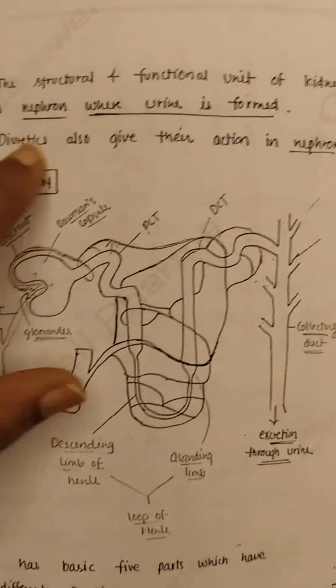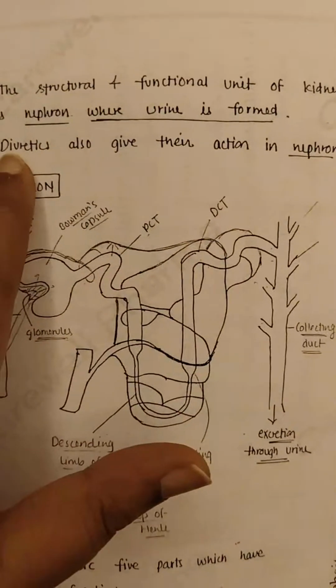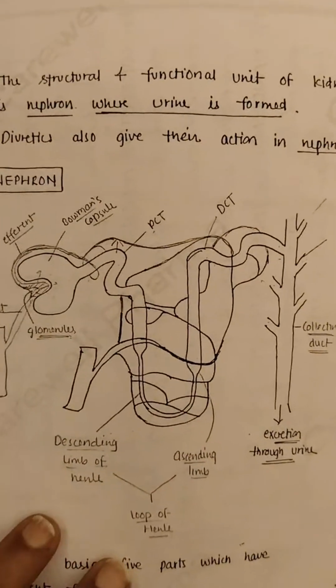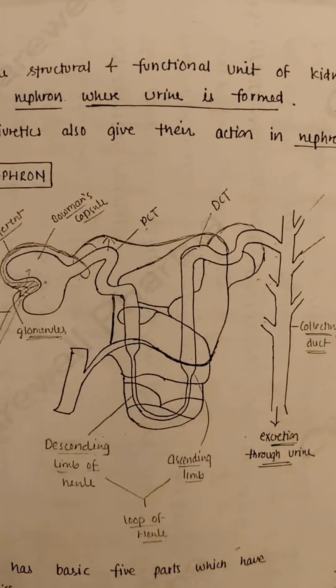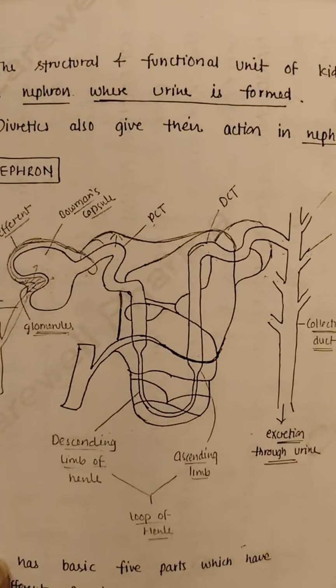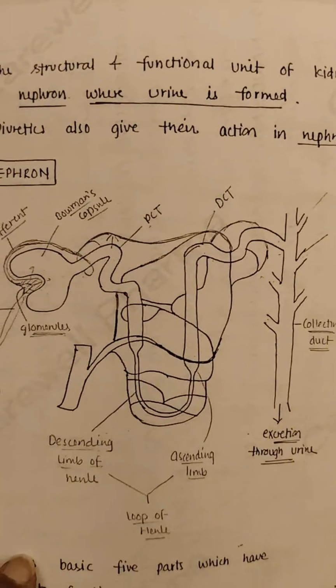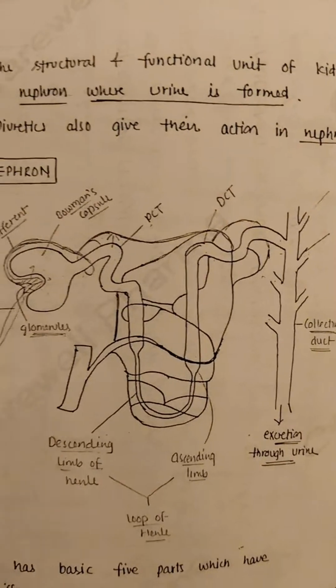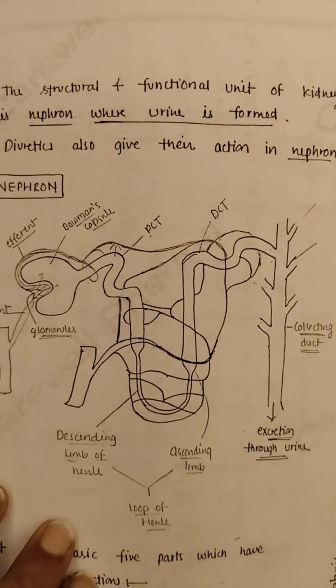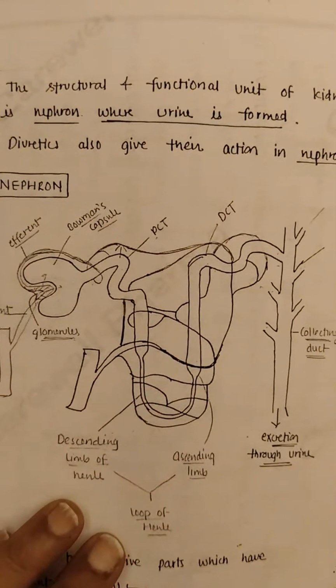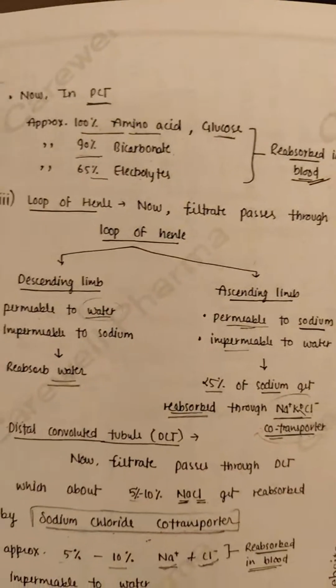So here, as you can see, the structural and functional unit of the kidney is the nephron, where the real urine is formed. Along with this, the kidney also plays an important role in maintaining the volume of the urine. Okay, so the general introduction part you understood.